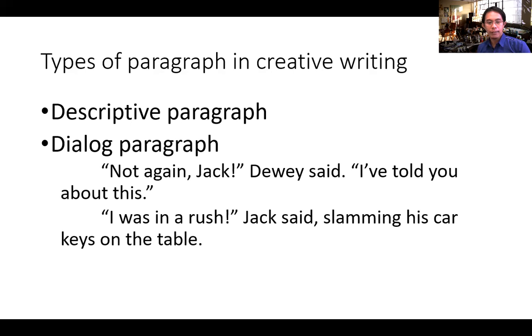This dialogue between Dewey and Jack contains two paragraphs, because what Dewey says has to be presented in one paragraph and what Jack says is also presented in one paragraph. So this one: "Not again, Jack," Dewey said. "I've told you about this." "I was in a rush," Jack said, slamming his car keys on the table. So these are two paragraphs. And it doesn't even have a main sentence and supporting sentences, right? But still, you have this paragraph.